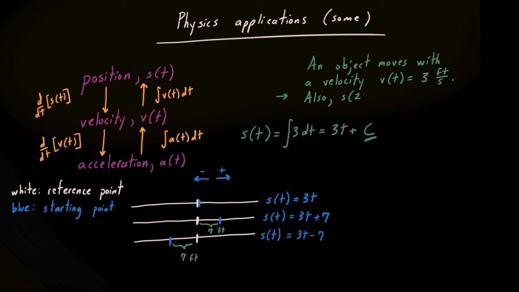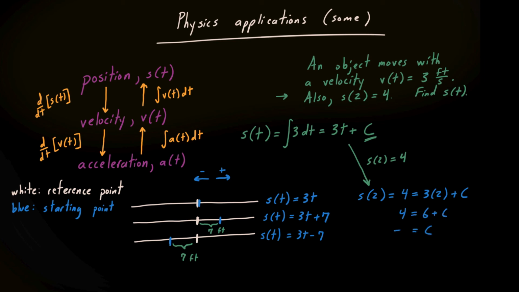So let's put some more information to the stuff in green up top. Let's suppose s of 2 is 4. At the timestamp t equals 2, the object is positive 4 feet to the right. This allows us to solve for c. It allows us to solve for one particular position function. Just throw in 2 for t, so s of 2 is 4. S of 2 is also 3 times 2 plus c. And now we can solve for the appropriate capital C, which will give us one position function. All in all, our position function is 3t minus 2, and that is all there is to it.